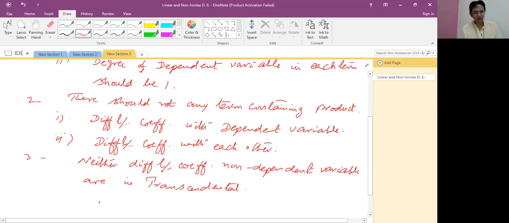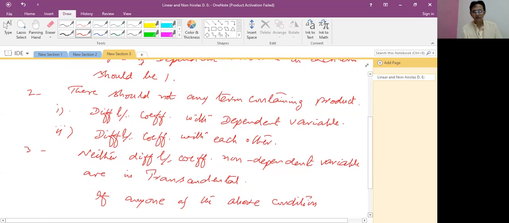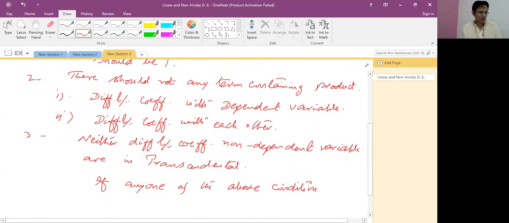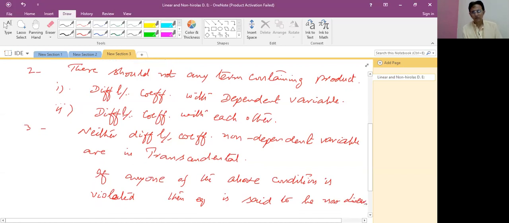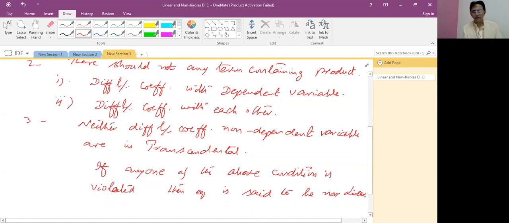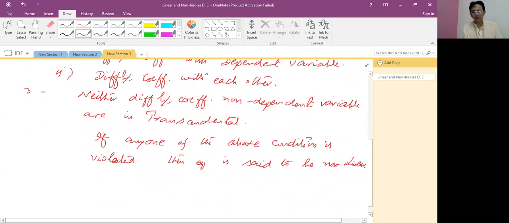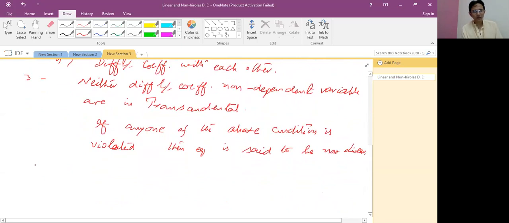If any one of the above conditions is violated, then the equation is said to be non-linear. So these are the rules, student. We follow them. I give you examples to identify which differential equation is called linear and which is non-linear.